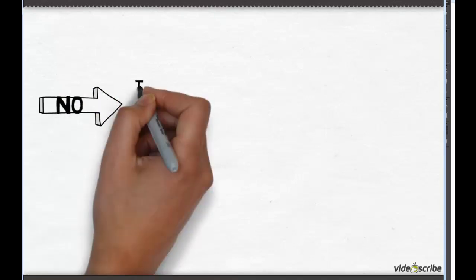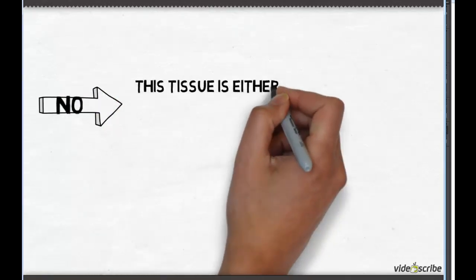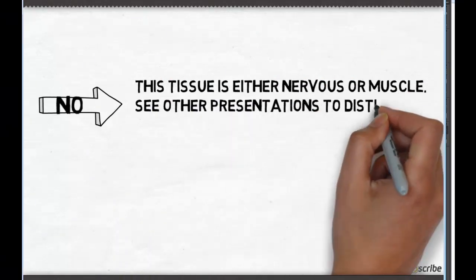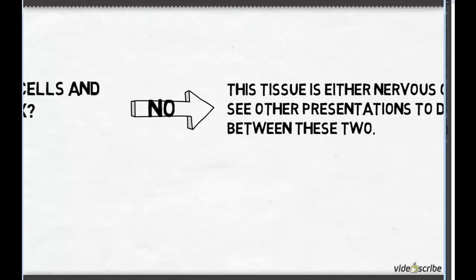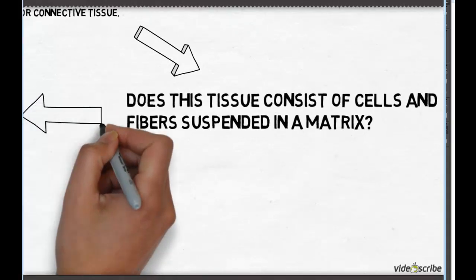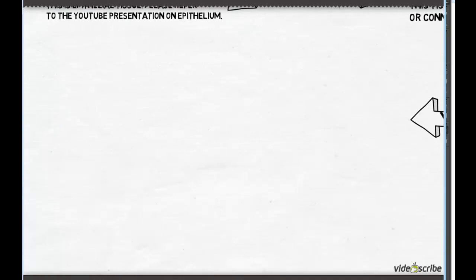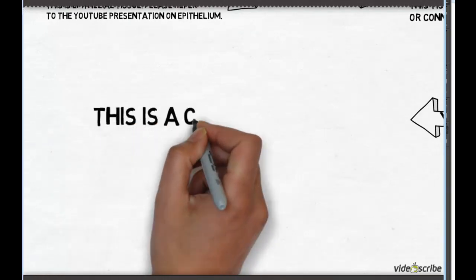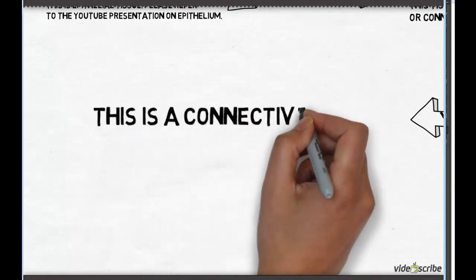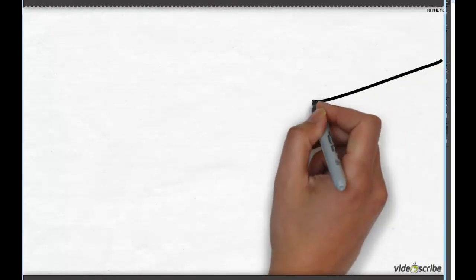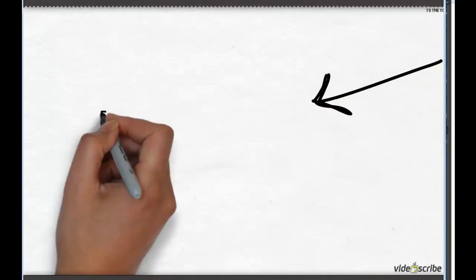If the answer is no, then this tissue is either muscle or nervous tissue. These tissues will be addressed in a separate presentation. If the answer is yes, then this is a connective tissue. So before we go on to identifying connective tissues, let's talk for a few minutes about what connective tissues do and where connective tissues are found.